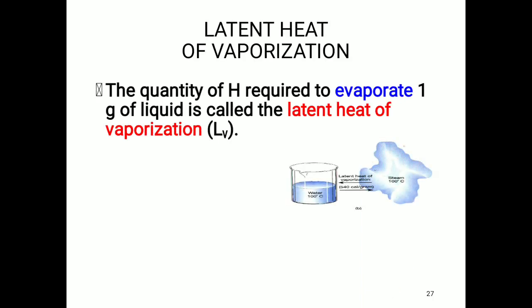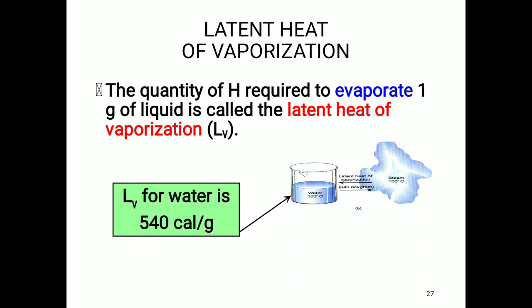Next concept is latent heat of vaporization. The quantity of heat which is required to evaporate 1 gram of liquid is called the latent heat of vaporization. So the heat required to convert 1 gram of liquid into vapor is called latent heat of vaporization.